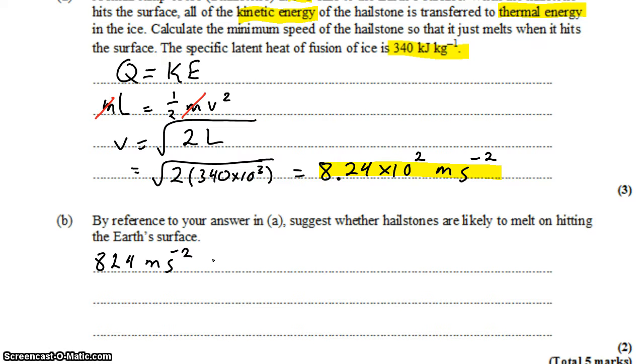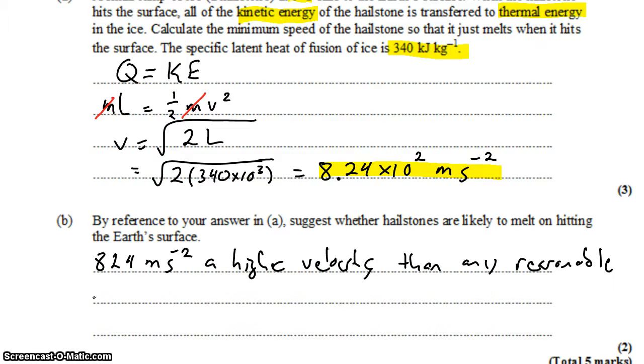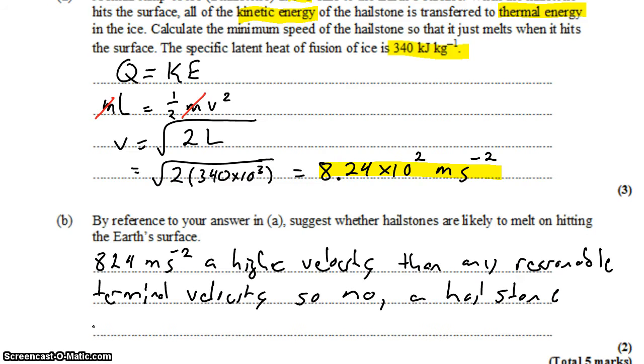So this is a higher velocity than any reasonable terminal velocity. So no, a hailstone is not likely to melt on hitting the Earth's surface.